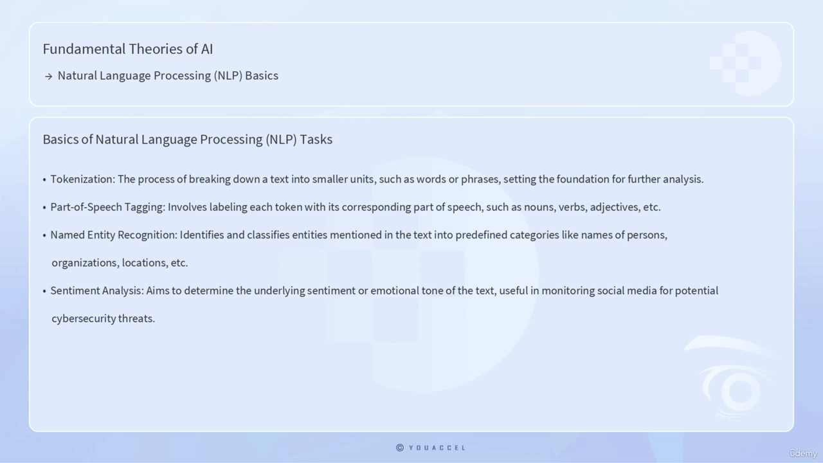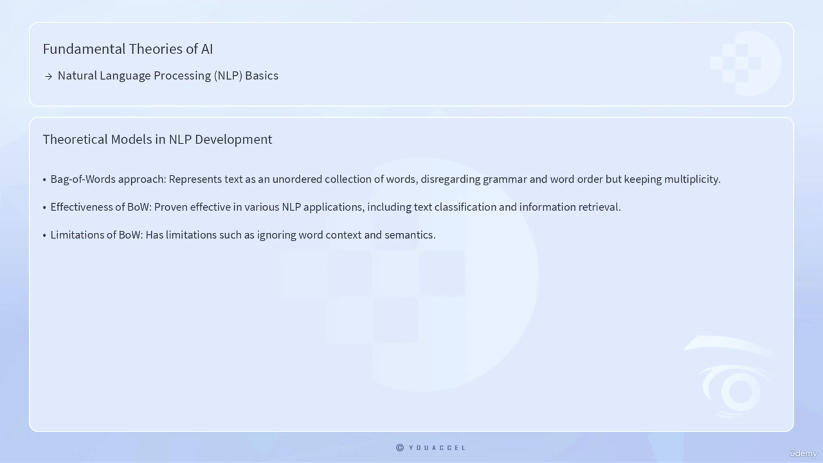Sentiment analysis aims to determine the underlying sentiment or emotional tone of the text, which is particularly useful in monitoring social media for potential cybersecurity threats. Machine translation, one of the most complex NLP tasks, involves translating text from one language to another while preserving its meaning and context. The development and application of NLP are underpinned by several theoretical models.